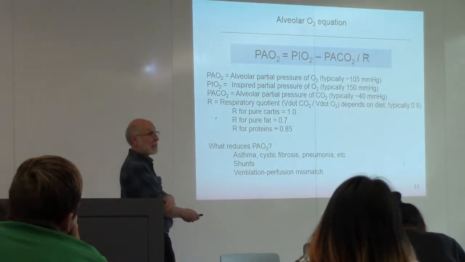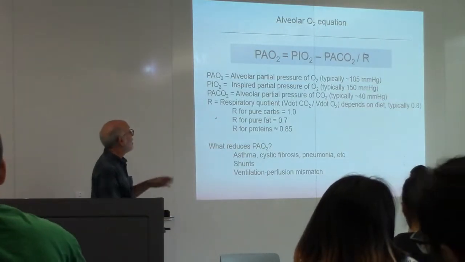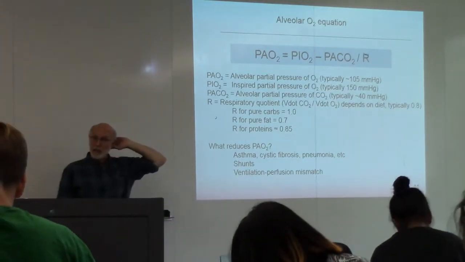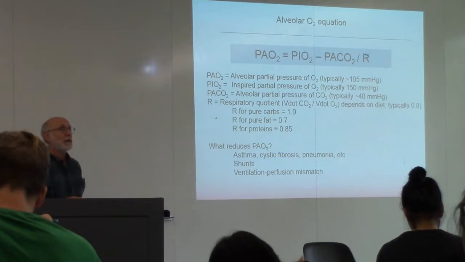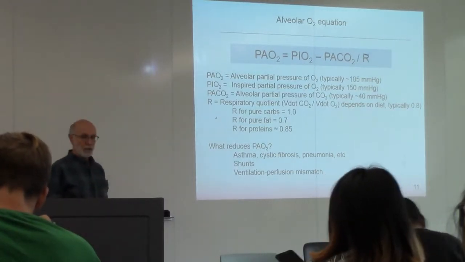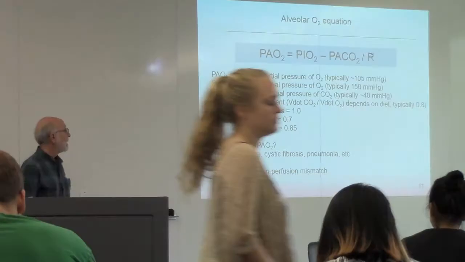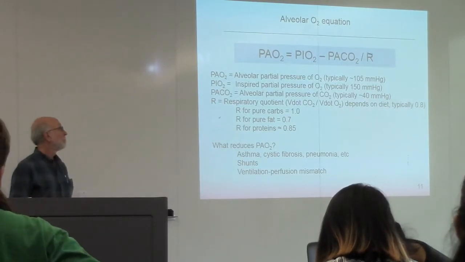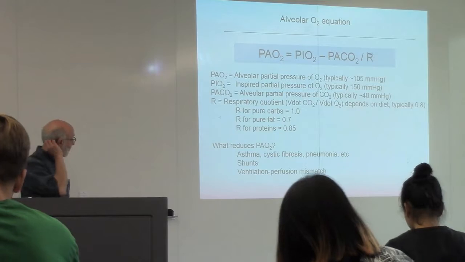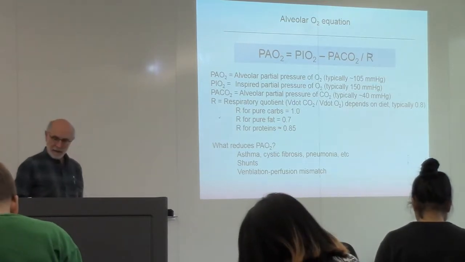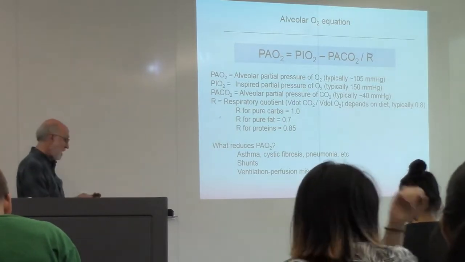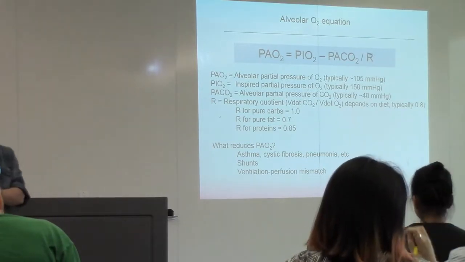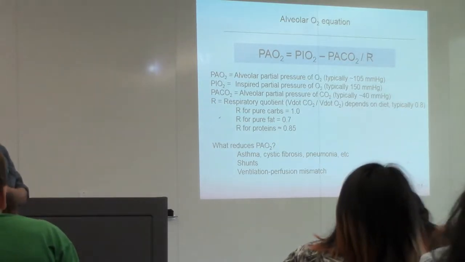So let's take a break, and then we'll come to an equation that we are going to use in lab today. So I want to teach it. And then we'll start with the transport of oxygen and CO2 by blood. That's where we're going. The alveolar oxygen equation. And I think it's kind of interesting. And we'll use it in lab today. So it's very interesting.